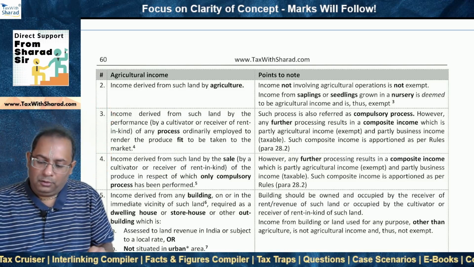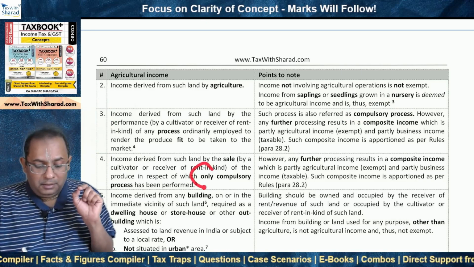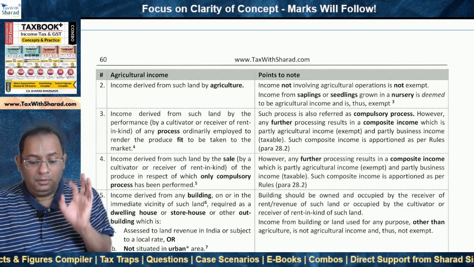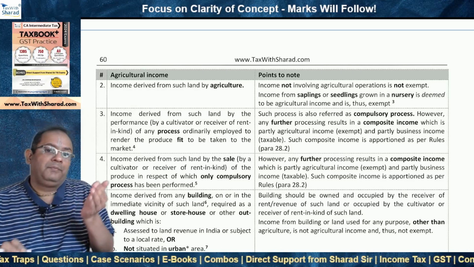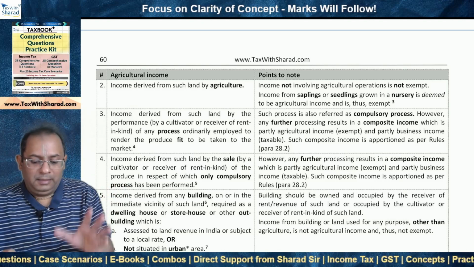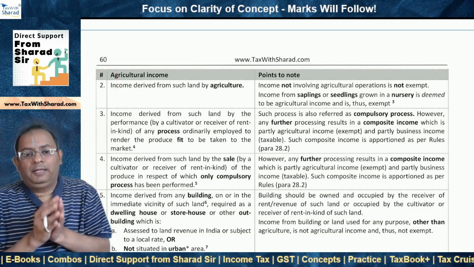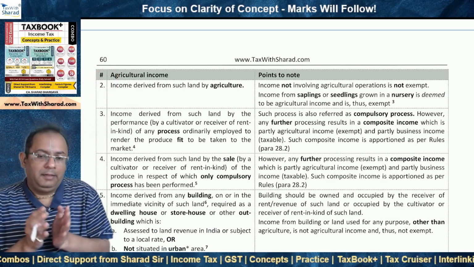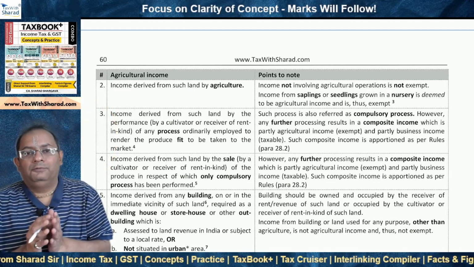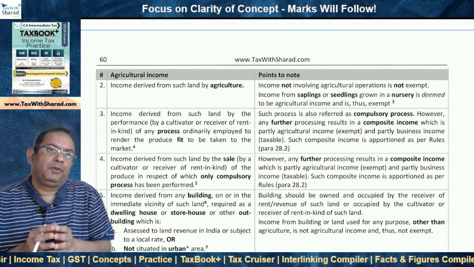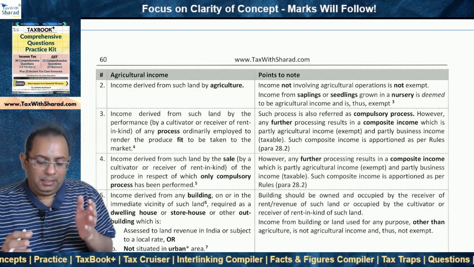Such process is also referred to as compulsory process. The condition is that only compulsory process should have been performed. To that extent, the income will be treated as fully exempt, pure agricultural income. So either in number 2, you take the raw produce, you sell the raw produce and you generate income, it will be fully exempt, or in numbers 3 and 4, you generate income by performing compulsory processes, or you sell the produce on which compulsory processing has been performed.